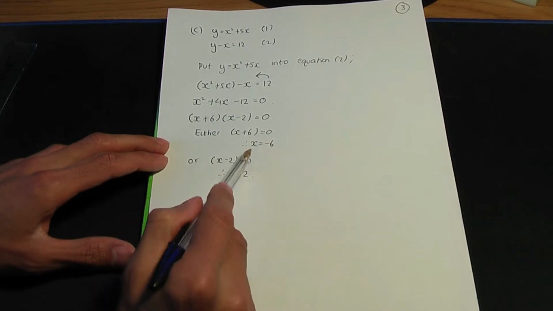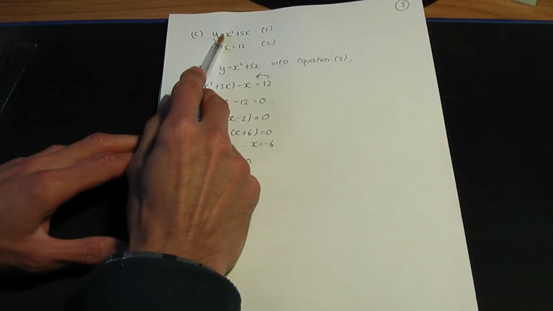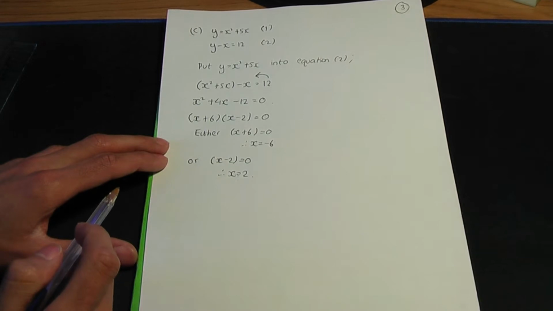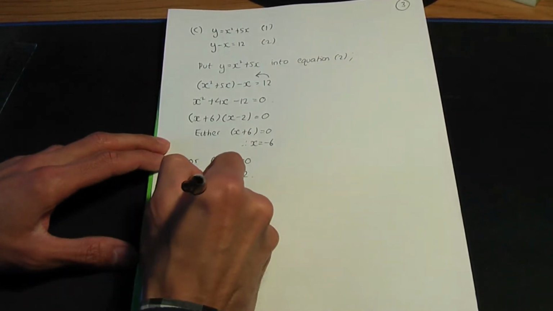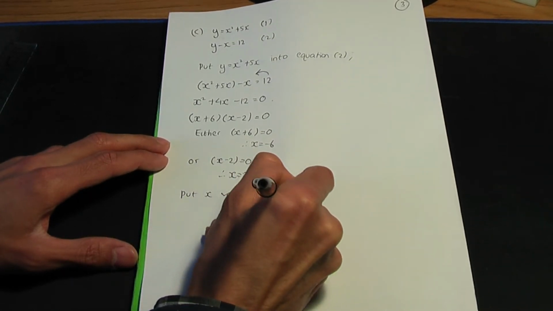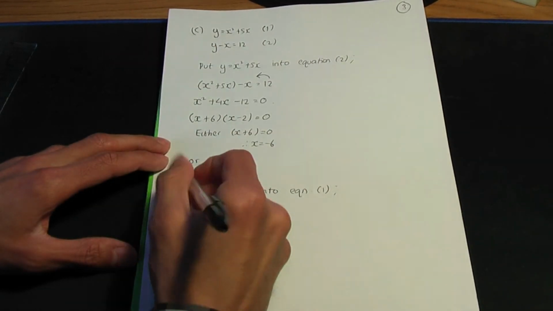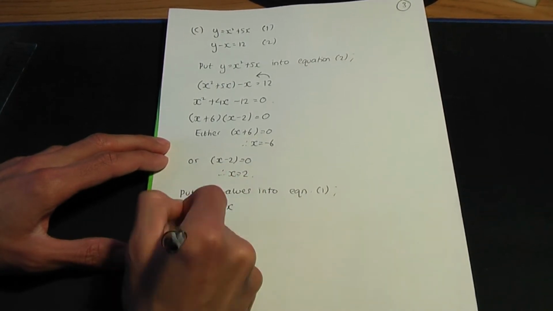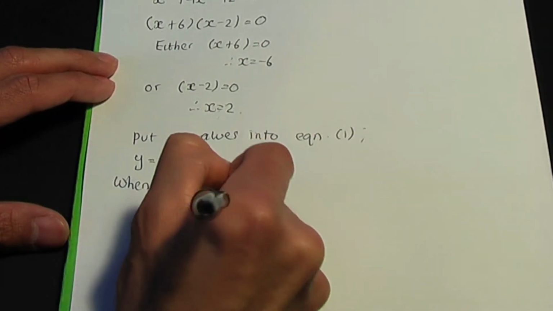Now it's up to you how you would calculate your y values. You can put the x values into equation 1, or you can put the x values into equation 2 to work out the corresponding y's. I'm going to put my x values into equation 1, which reads y is equal to x squared plus 5x. Firstly, let me see what happens when x is minus 6.